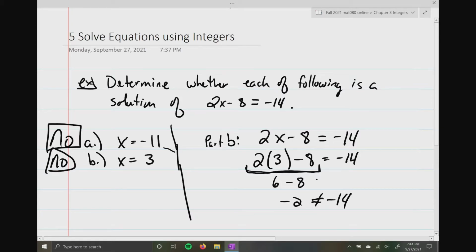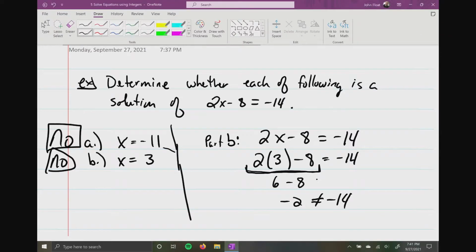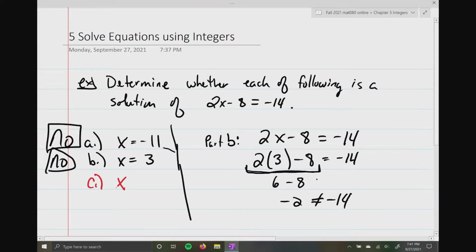But what if I threw this in there? What if I said part C? What about x equals negative 3? Well, let's see how this works here. So I'm going to substitute a negative 3. Now, 2 times negative 3 is going to be negative 6 minus 8. Signs are the same. Add the numbers, keep the sign. So negative 6 minus 8 is going to be negative 14. And negative 14 definitely equals negative 14. So we would say yes.